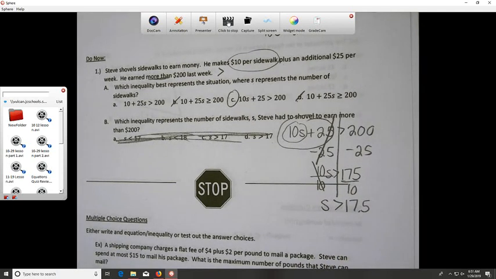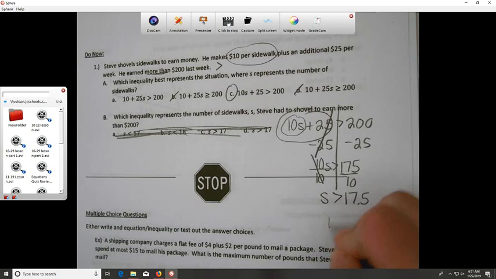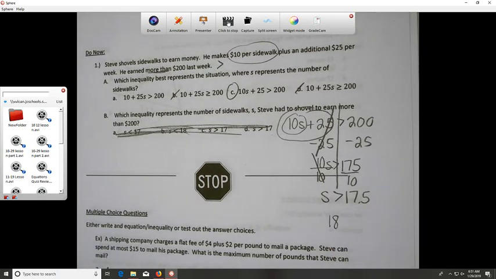Well, he's not going to shovel 0.5 or half of a sidewalk. So then we would say the minimum number of sidewalks that he would have to shovel would be 18, because we're going to bump that up because it has to be greater than that amount.